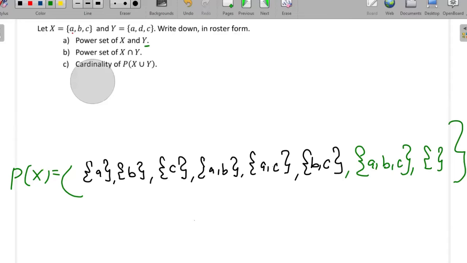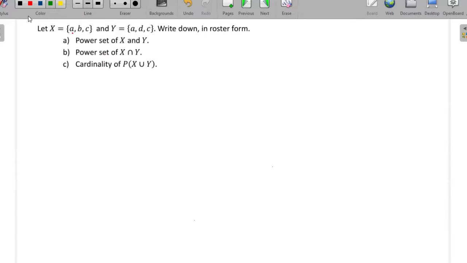I'll move to B. For B, they're saying find the power set of X intersection Y. So the power set of X intersection Y means first I have to find the intersection of X and Y. What is common between X and Y? I can see what is common there is the A and the C.